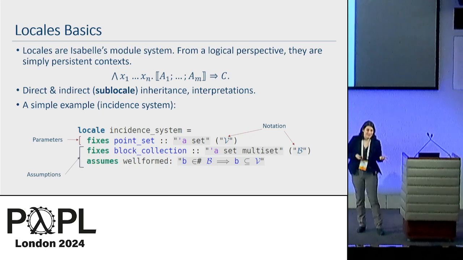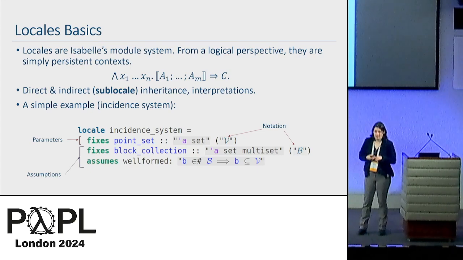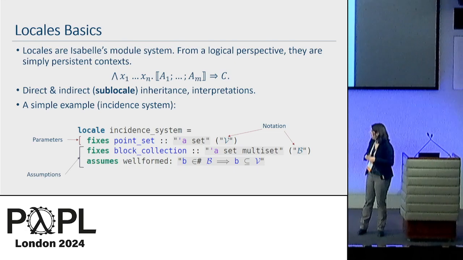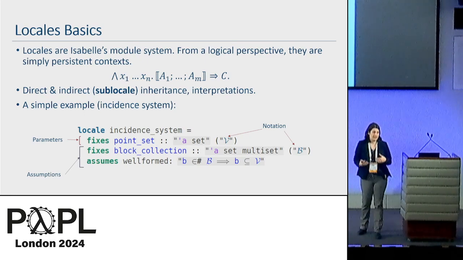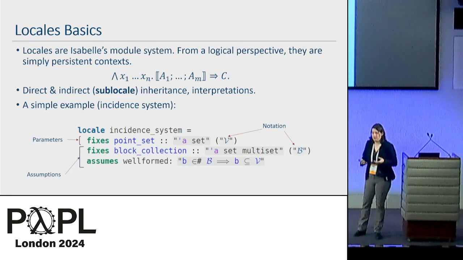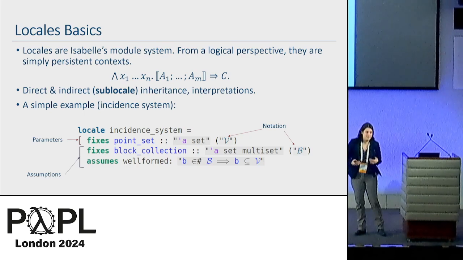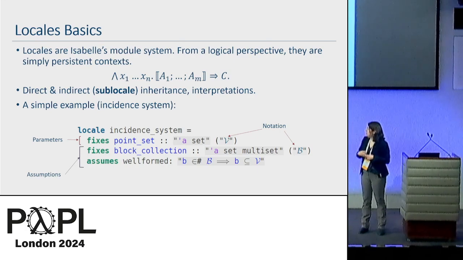So my solution uses locales, which is Isabelle's module system, for those unfamiliar. Locales are a fairly simple concept, but quite powerful in what they can do. Effectively, you have a number of parameters defined using the fixes statement and a number of assumptions. And then within a locale context, you can work with those assumptions as if they were facts and those parameters very naturally. And there's a lot of different things you can do with locales. And there's some more detail in the paper if you're interested in that.